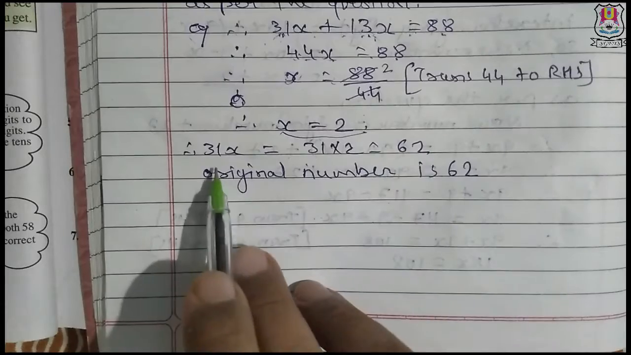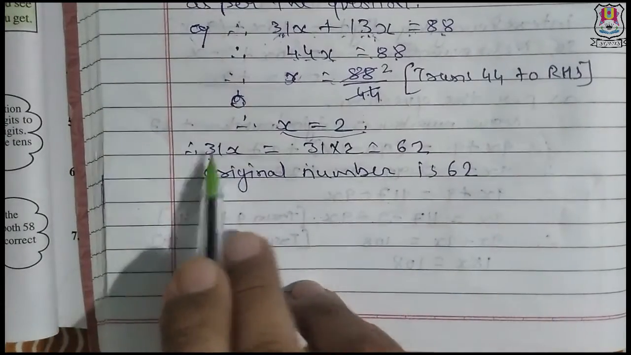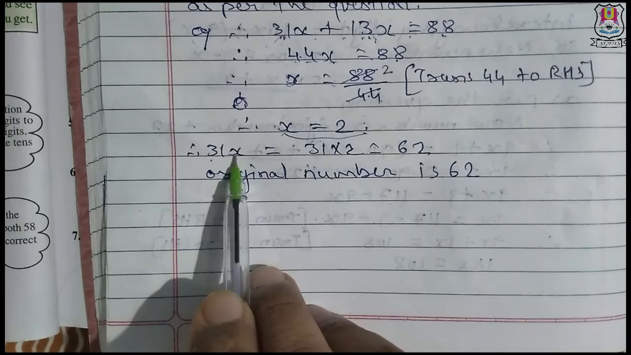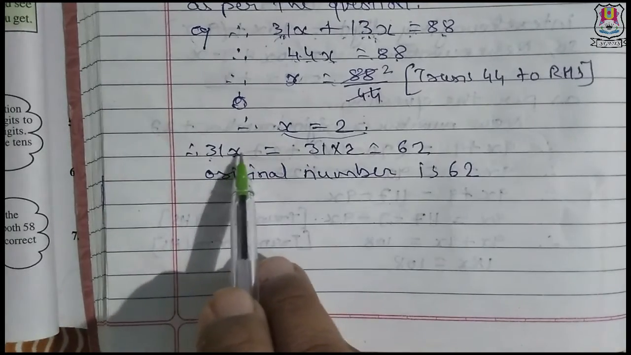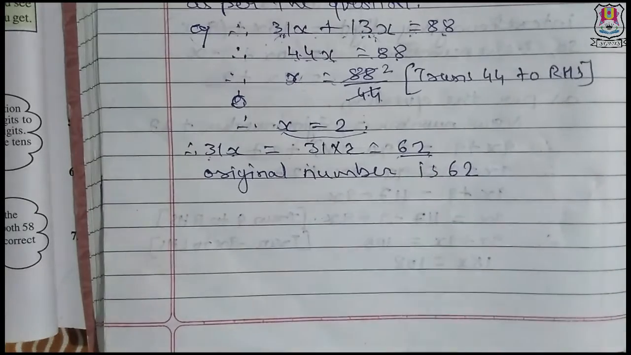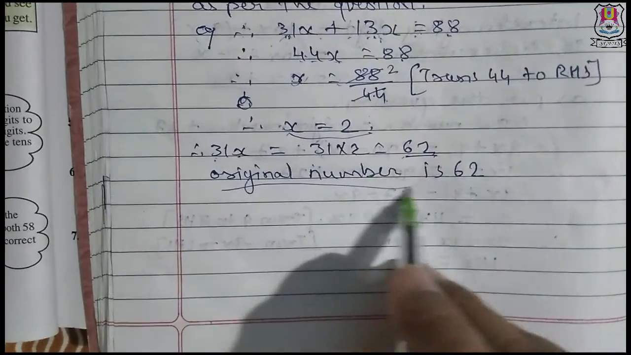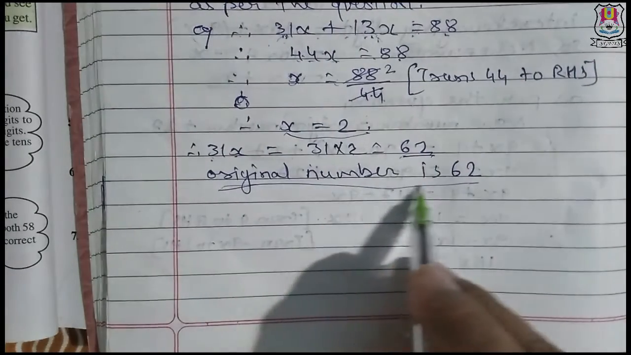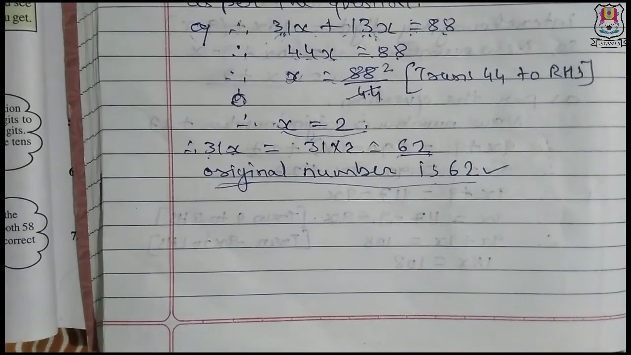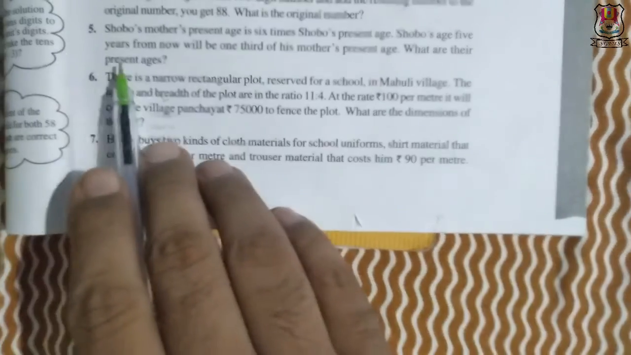Now let's check the original number, that was 31x. So 31, wherever there is x, we have to put the value as 2. So this is 31 multiplied by x, is equal to 31 2s are 62. The original number is 62. The question is asking what is the original number. So this is the original number, 62. We got the answer.